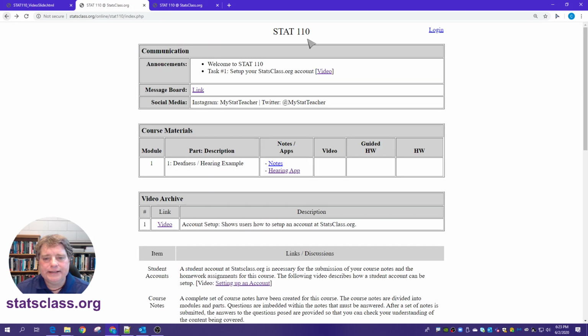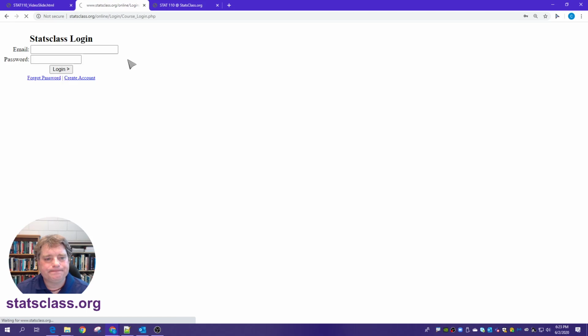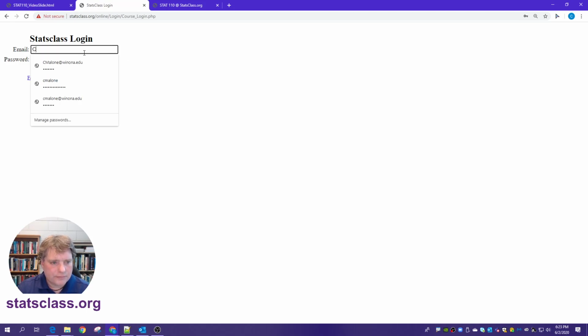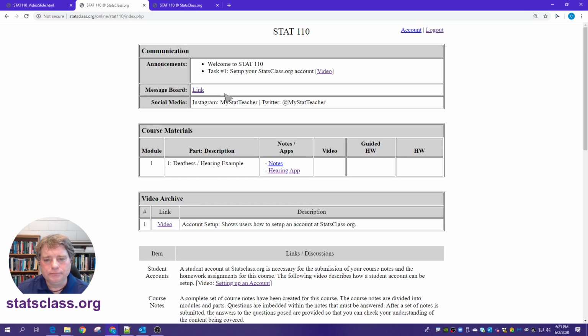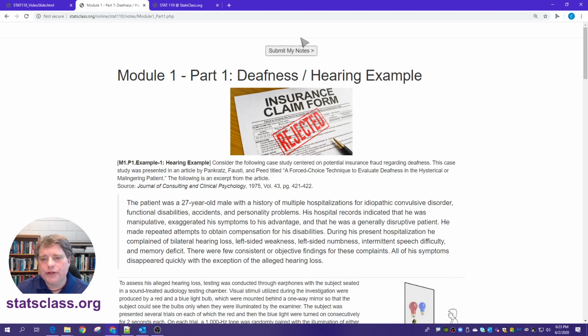So let's go back, log into your account. Enter the username and password for your account. Now when I click the notes, you'll notice that there is going to be a Submit My Notes button at the top and the bottom of the notes. Okay, so now that you're logged in, we can go ahead and start our first set of notes here.